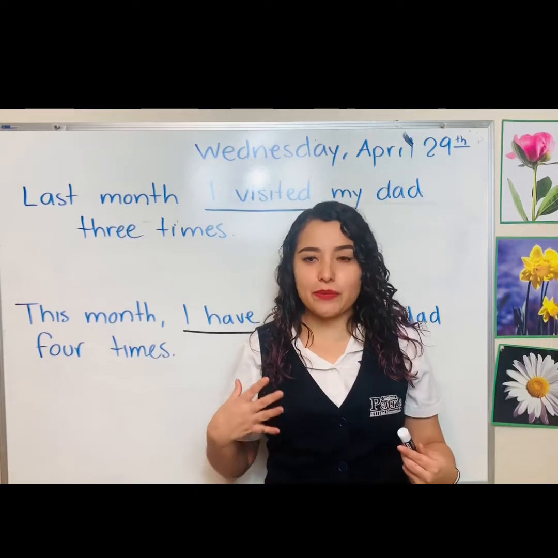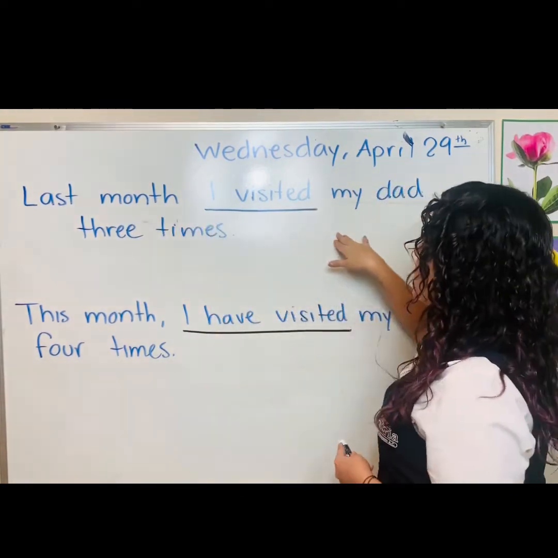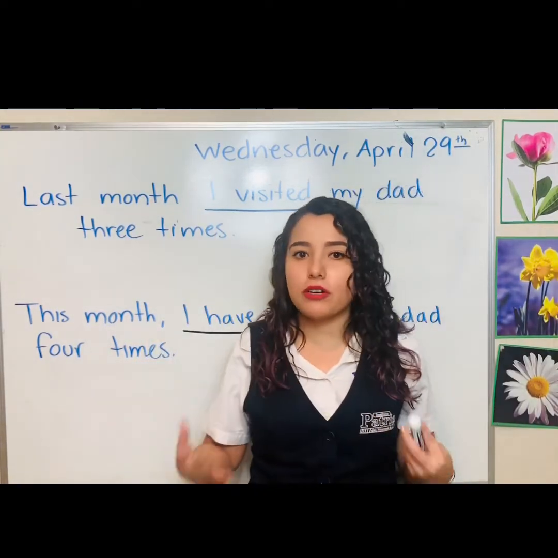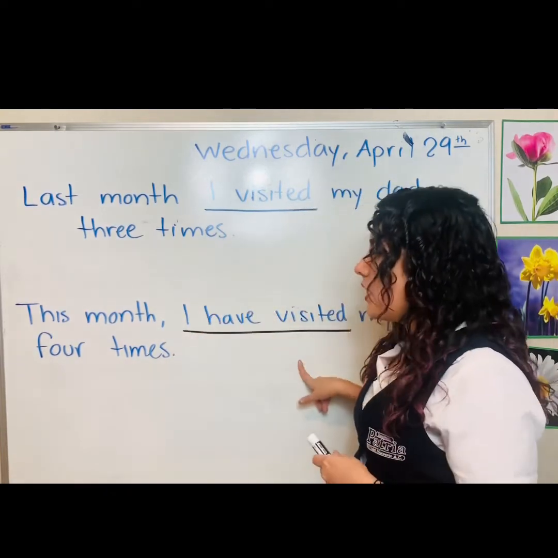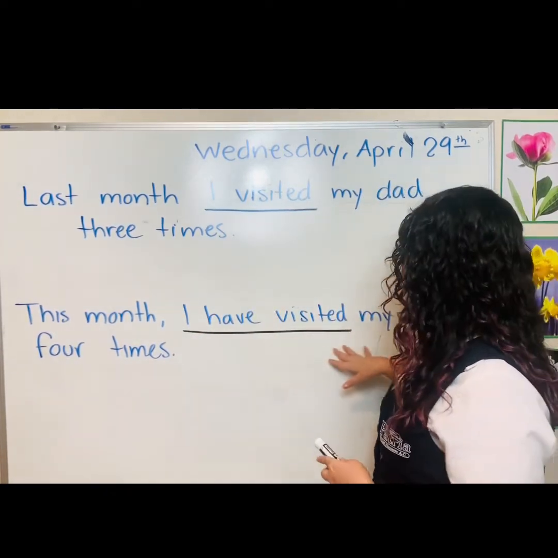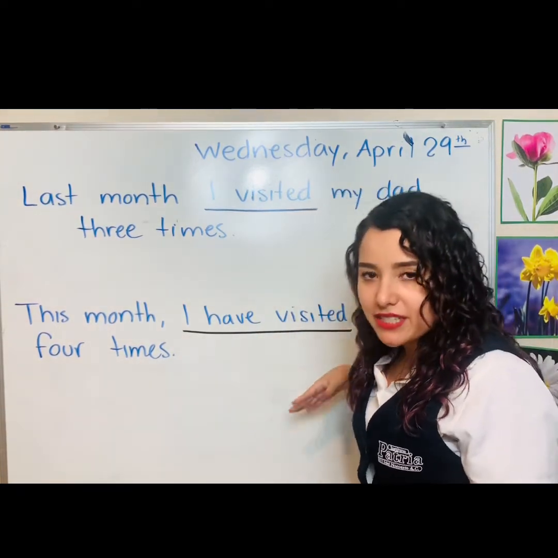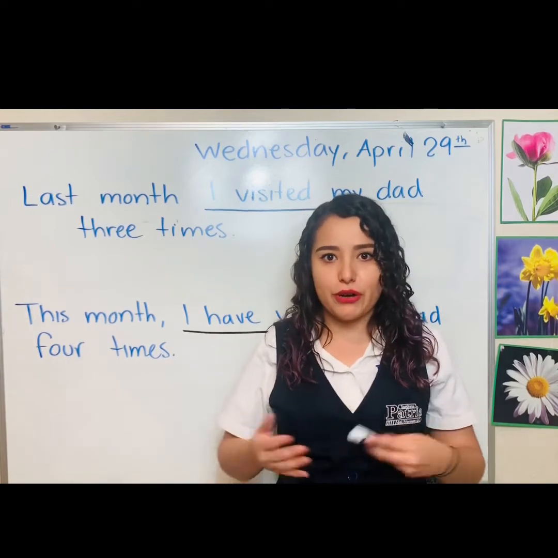Alright, so here are some more examples of finished time. Last month I visited my dad 3 times. This is finished. That's why it's in the simple past, because I'm not going to visit him tomorrow and the month is over. But the unfinished time, this month I have visited my dad 4 times. This is unfinished time. This is in the present perfect because maybe I can visit him tomorrow or maybe next week, or we don't know.